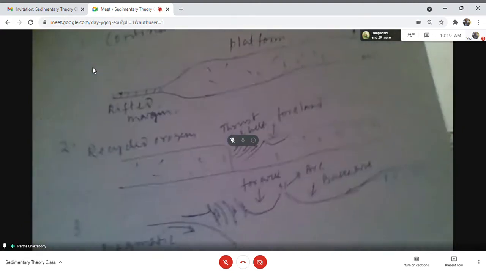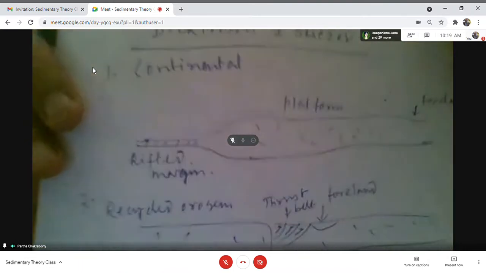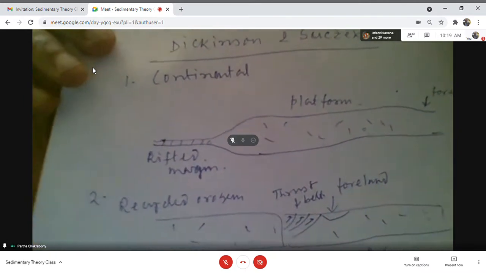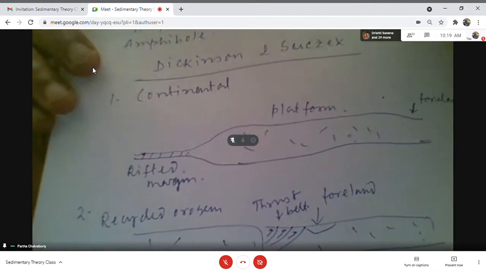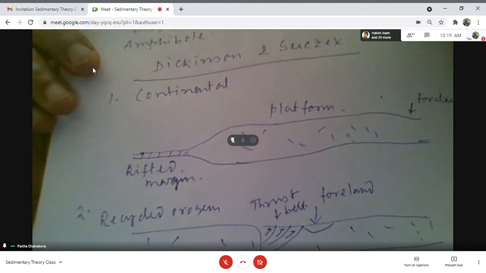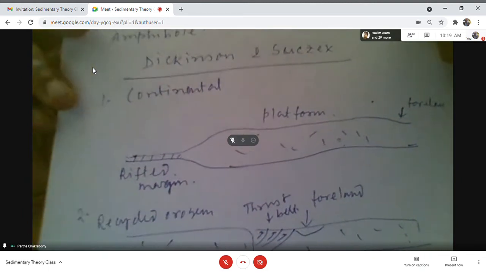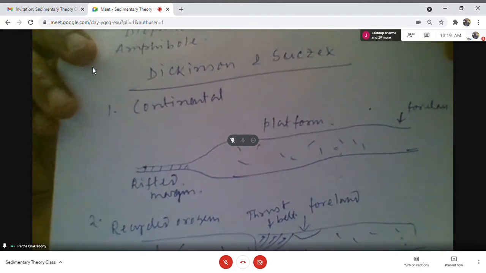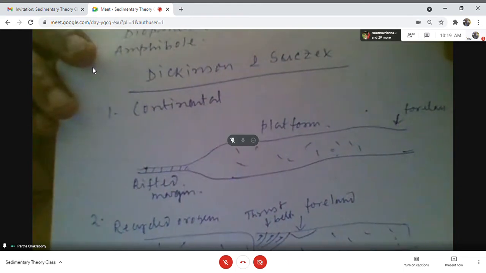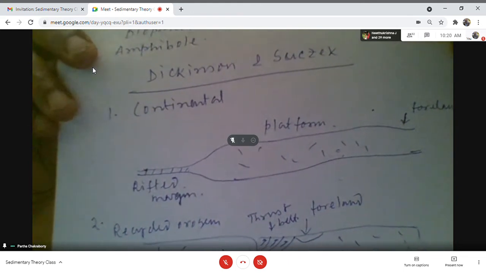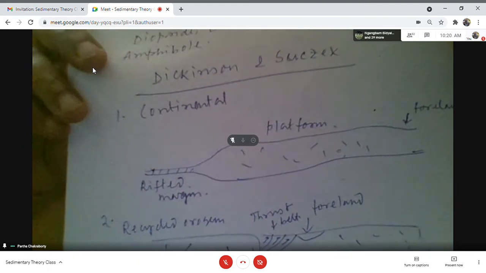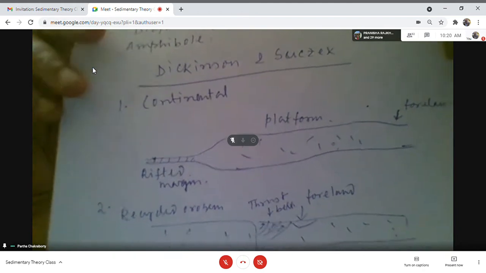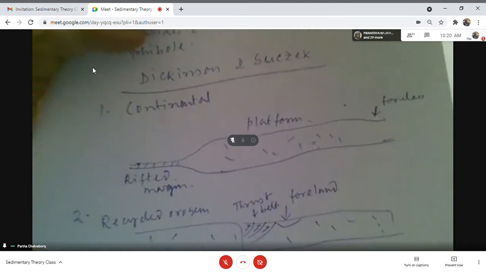So Dickinson and Suczek came out with these three tectonic settings. Number one, you can draw it. Can you see the paper? Yes, sir. Please let me know when the drawing is complete.